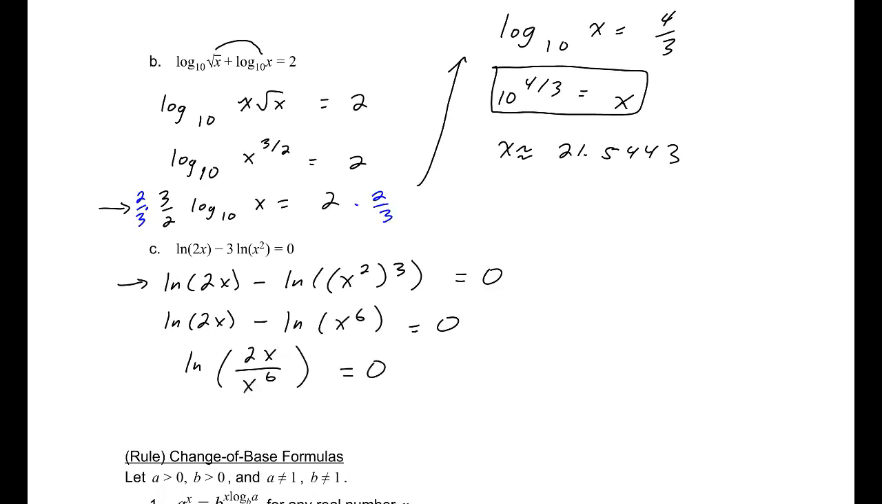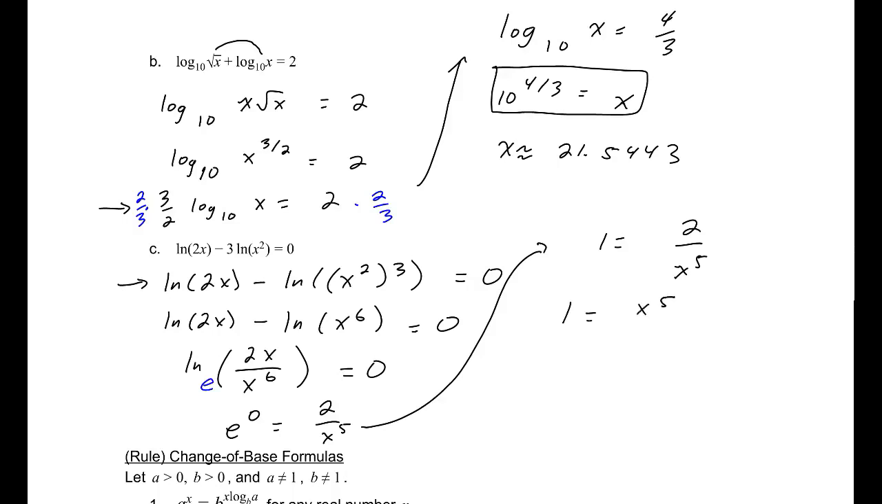Right, now, simplifying that, and I'm going to go ahead and convert this into exponential form in the same move. This is going to be e to the 0 equals, and that will simplify to 2 over x to the 5th. So 1 equals 2 over x to the 5th, which means 1 equals, taking the reciprocal, x to the 5th over 2. So 2 equals x to the 5th, multiplying by 2, and then x is equal to the 5th root of 2.